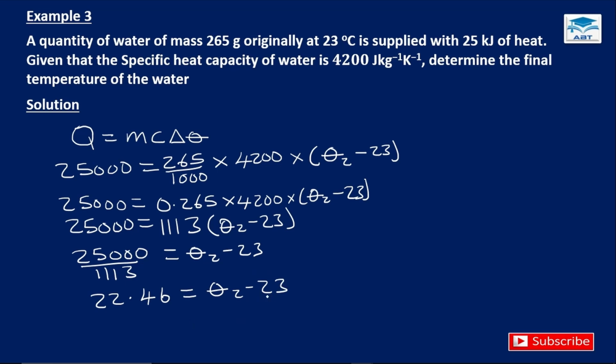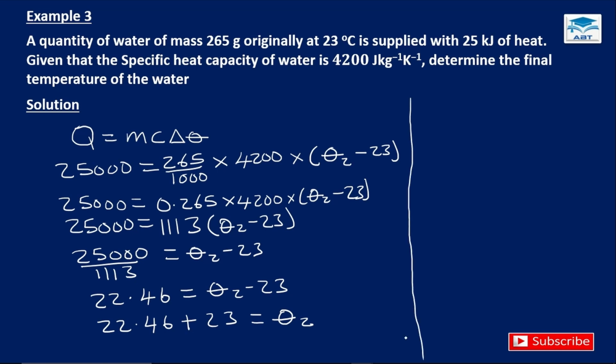And now let's bring the 23 to this side to add. So 22.46 plus 23 is equal to the final temperature. And 22.46 plus 23 is 45.46. So the final temperature, theta 2, is 45.46 degrees Celsius.